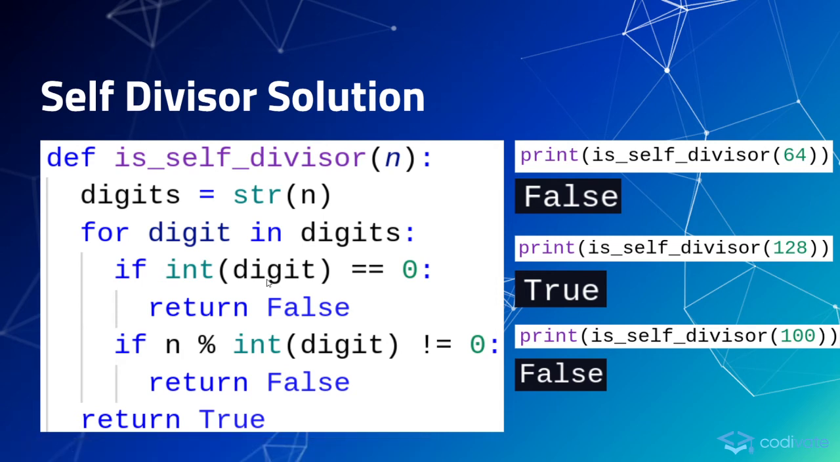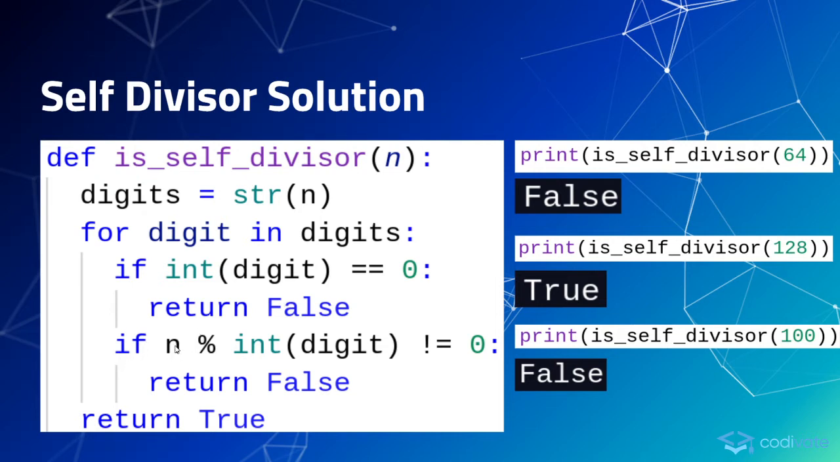We want to check if one of the letters or digits is equal to 0, and we also want to check if it's divisible. For example, if the integer version of this digit is equal to 0, once again, remember, digit will be a letter of this string version of the number. So if an integer version of the current digit is equal to 0, that means we have a 0 in our number, and we know to immediately return false because we can't divide by 0.